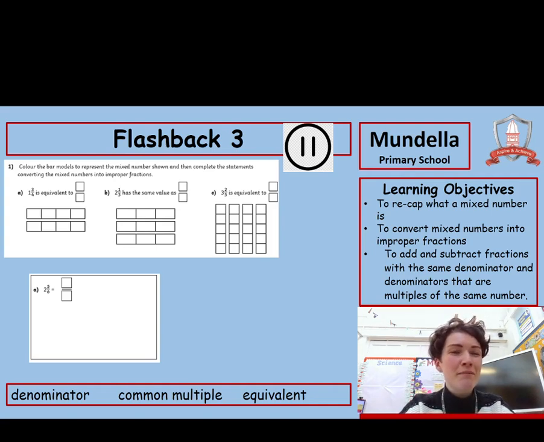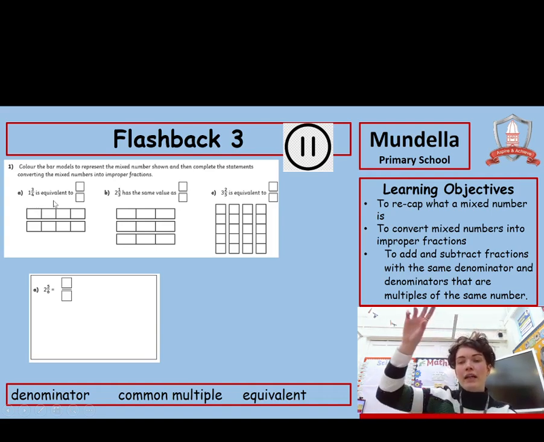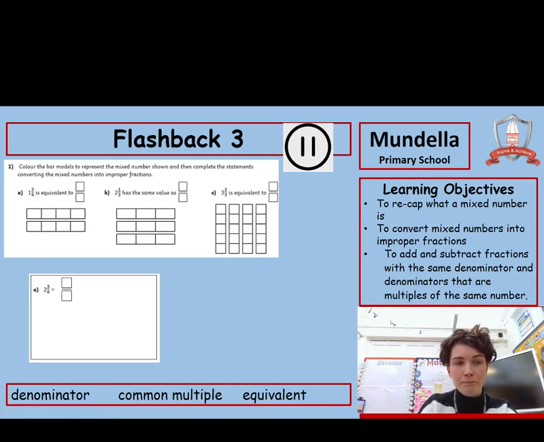You're going to colour the bar models to represent the mixed number shown and then complete the statements converting the mixed numbers to improper fractions. So if we recall that a mixed number contains a whole number and a proper fraction, 1 3/4 is an example of a mixed number. An improper fraction is where the numerator is larger than the denominator. So you're going to use the bar model to help you convert between a mixed number and an improper fraction. We're finding the equivalent, so it's the same value but it's represented differently.